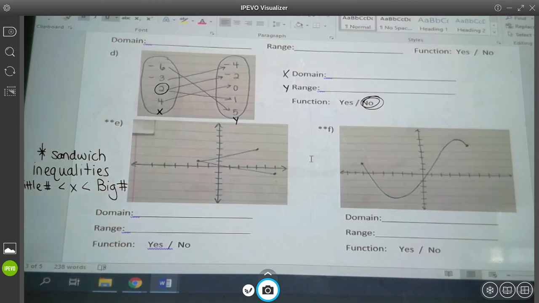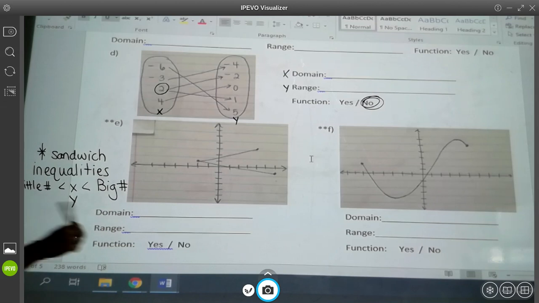Now here's the tricky part. Because you're going to be doing this for your domain and your range, when you're doing your domain, yeah, you're going to be talking about x's. But when you're doing your range, you're going to be talking about y's. So you might have to put a y in the middle if you're talking about the range, because Delta Math will mark you wrong, and so will I.